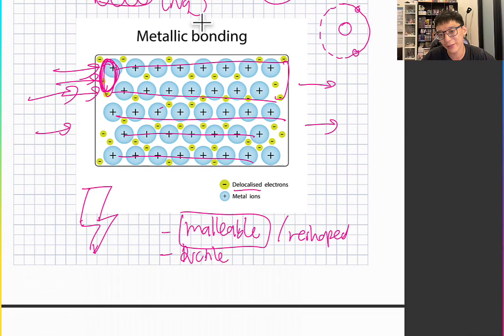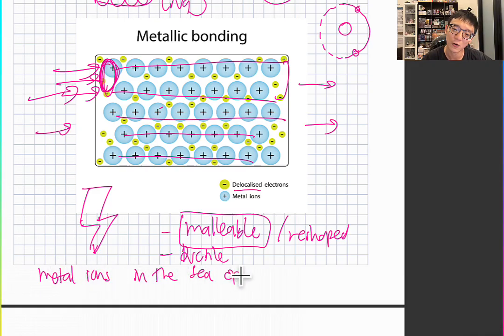The most appropriate definition of metal structure is that they are metal ions in a sea of delocalized electrons. This is the main definition. That's why they have the ability to conduct electricity. The ability to be reshaped, or to be malleable, comes from the fact that they are in the form of layers, so the layers can just slide over each other. This is the main property of metal.